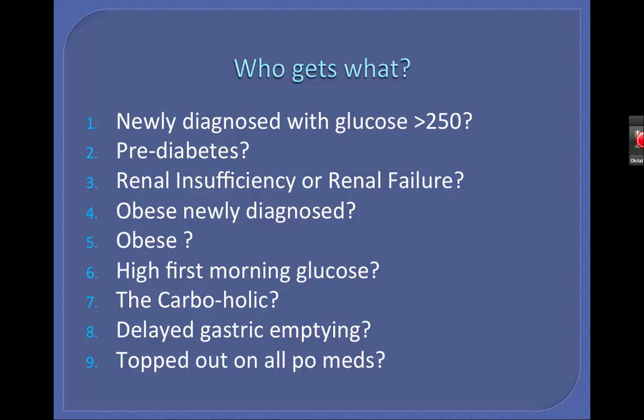Delayed gastric emptying, we want to give them Amaryl, long-acting, take once daily. And 9, topped out on all PO medication, insulin. If you start them on insulin, they need insulin, you might have to take them off. You most likely will take them off the sulfonylurea and may need to take them off the PO meds depending on how their blood sugars are with insulin.